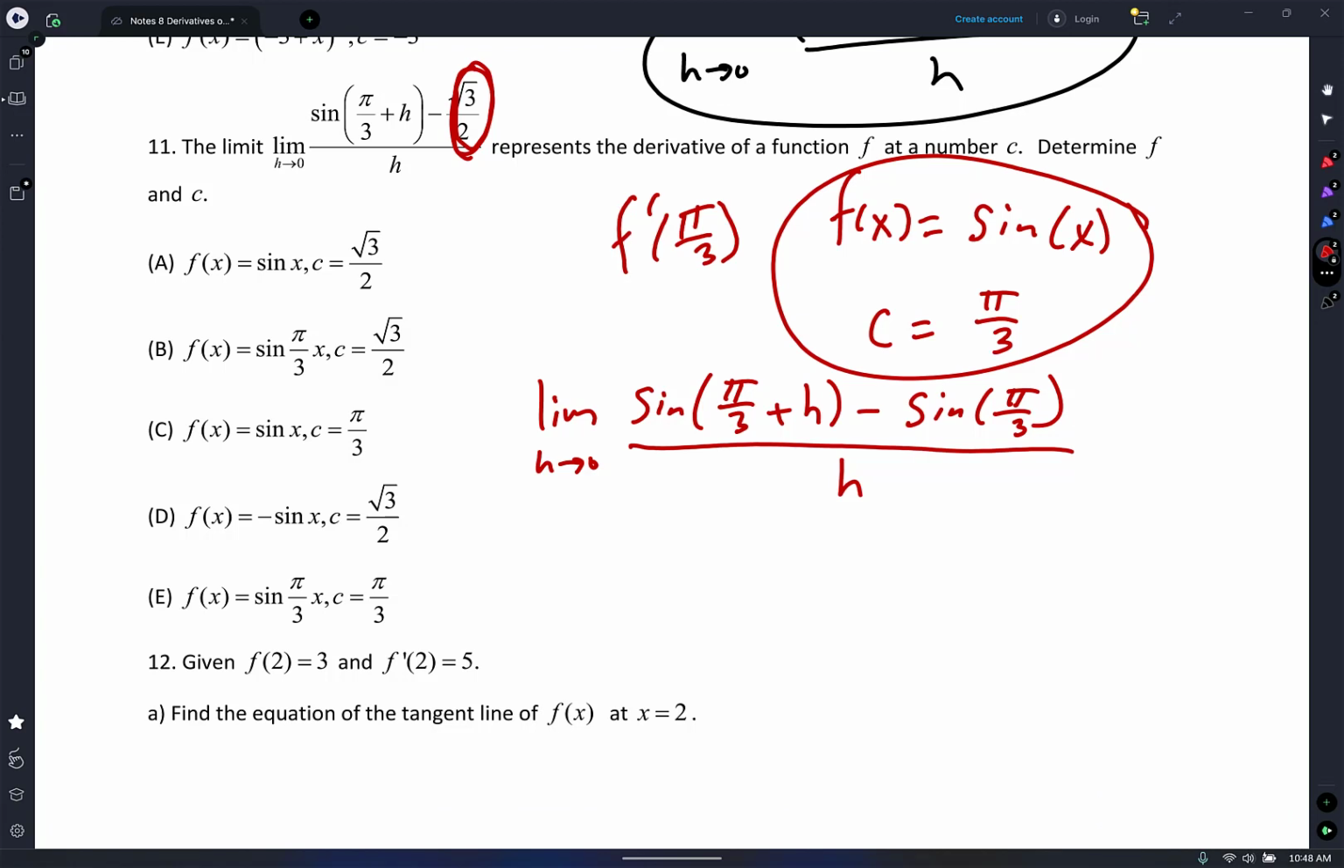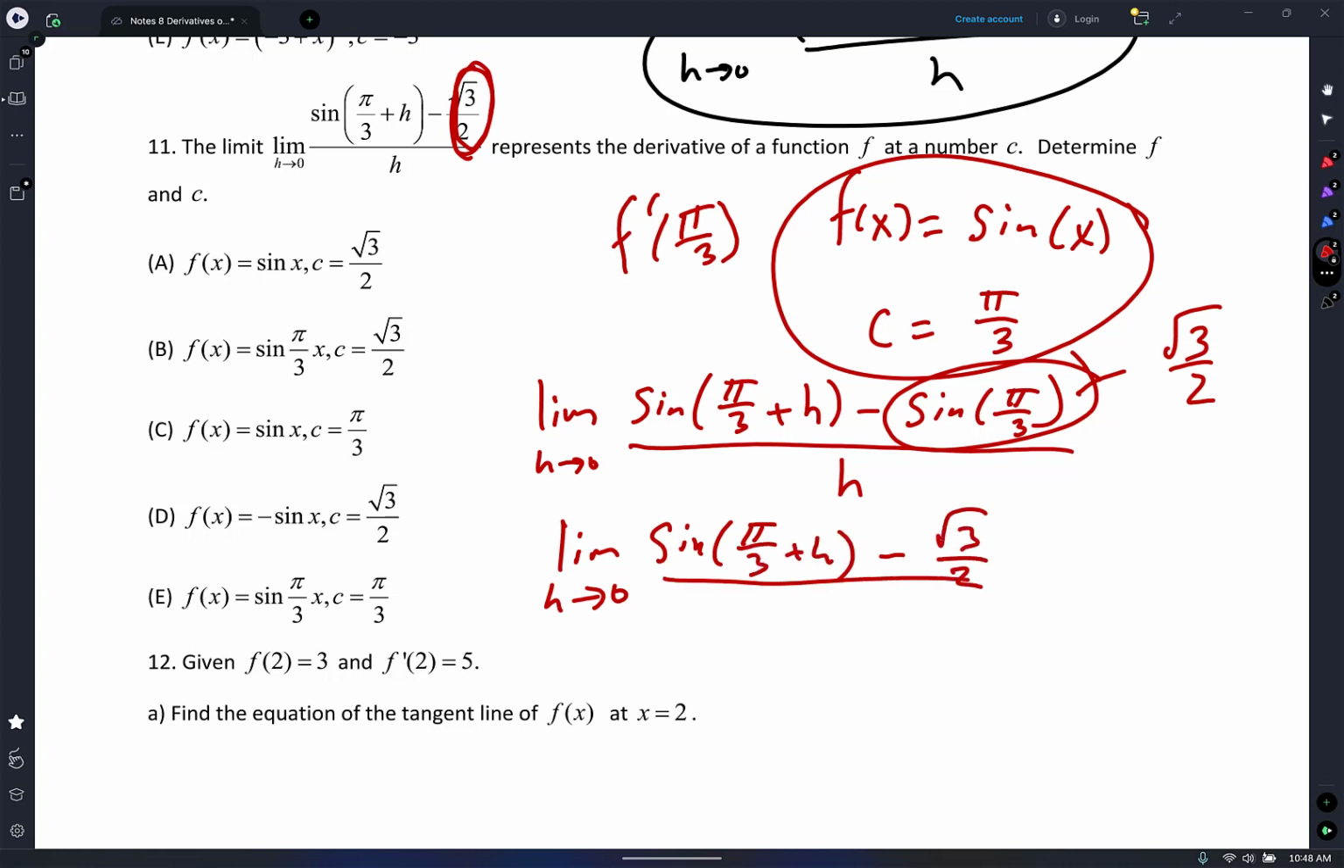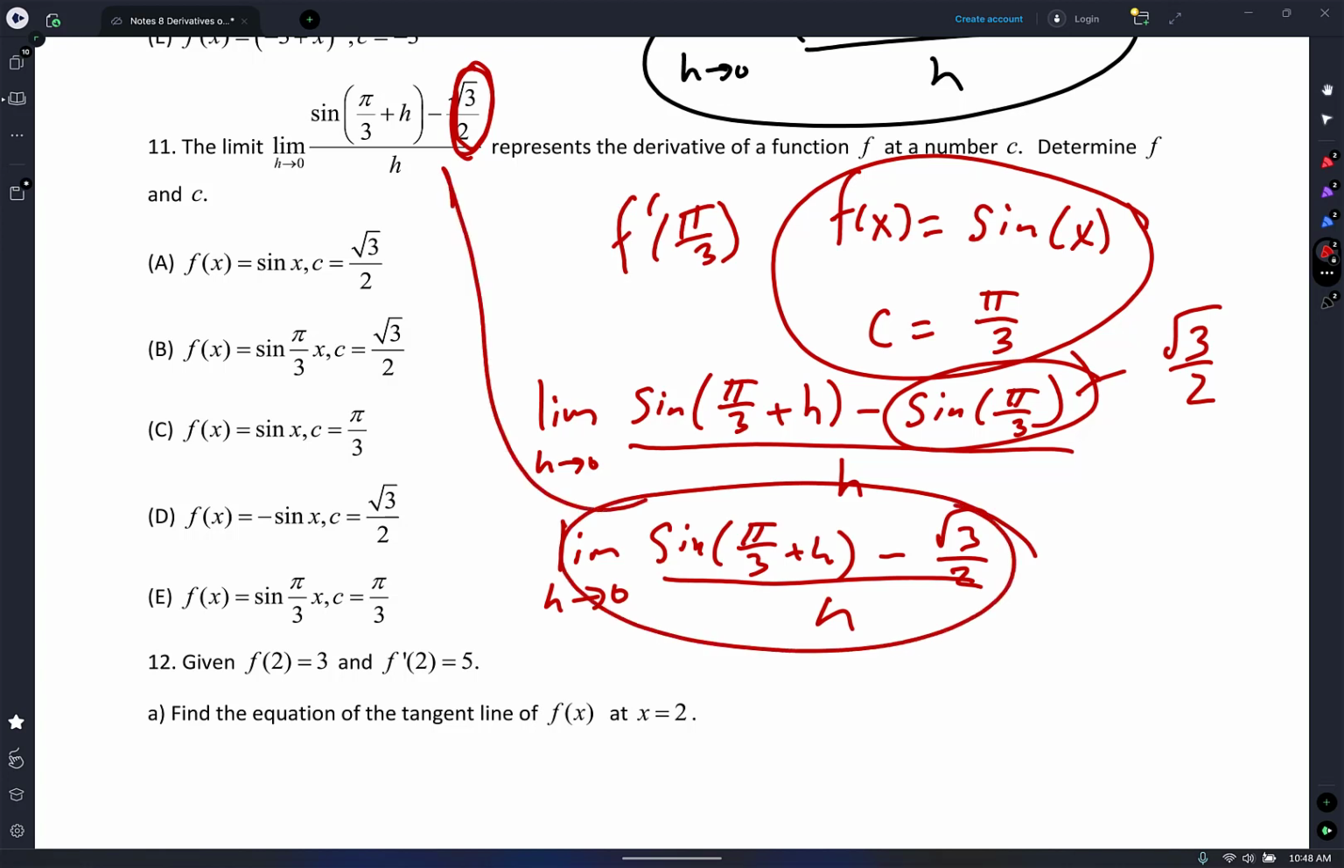Check it out. What is sine of pi over 3 from your pre-cal days? This is square root of 3 over 2. If you were to rewrite it, look at this: limit as h approaches 0 of sine of pi over 3 plus h, minus square root of 3 over 2, all over h. Isn't this that? So my function must have been sine x, and the value they're evaluating it at is pi over 3. Do you guys see that? So you can always let the answers give you the answer.